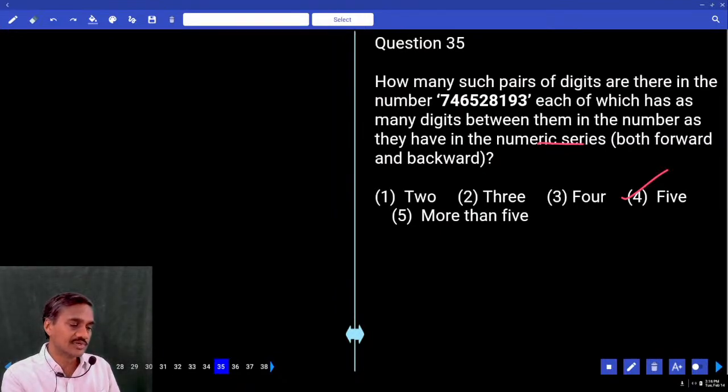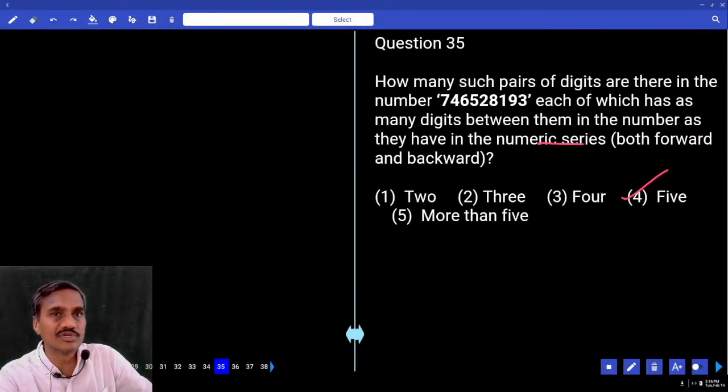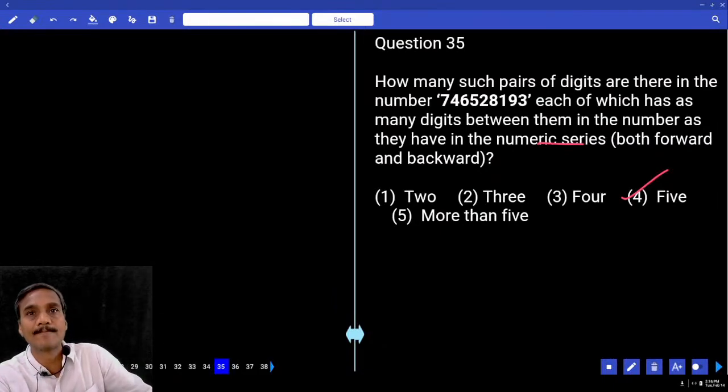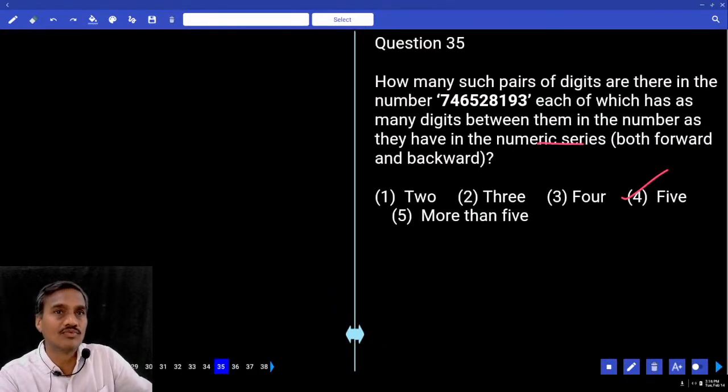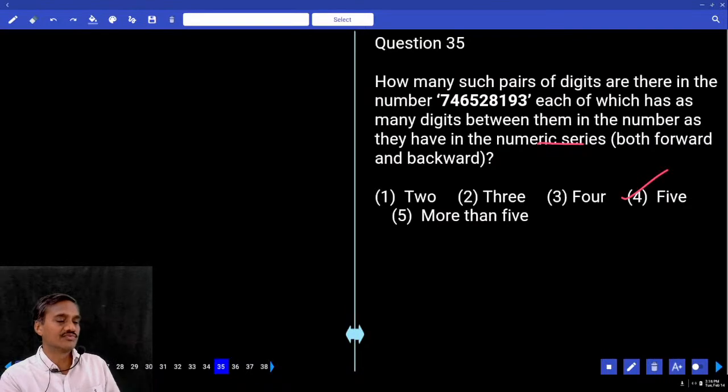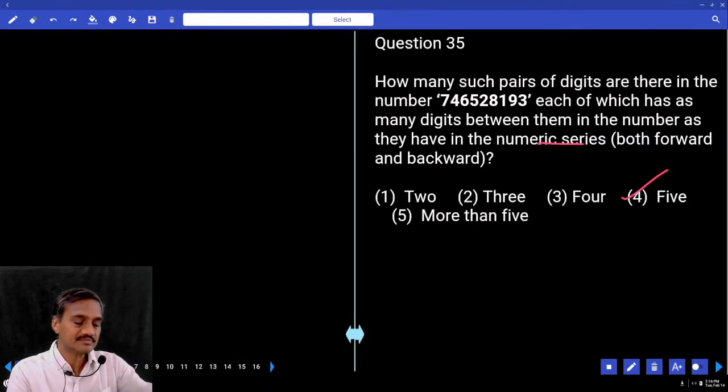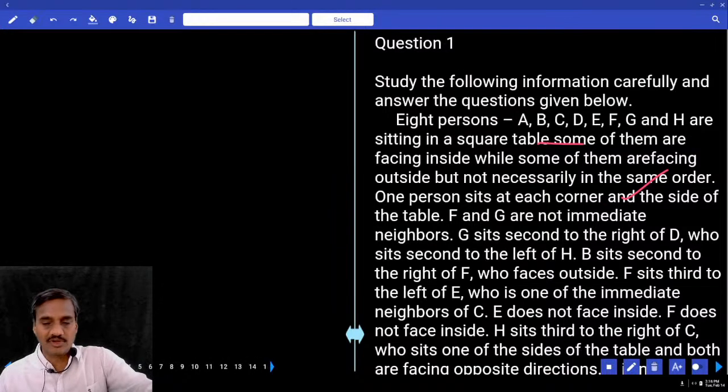Then 16 to 20, and 1 to 5, and next one 27 to 31. Tell me which one can be done at first glance. Let us take 1 to 5, fine. Now in this 1 to 5, how many persons are there?